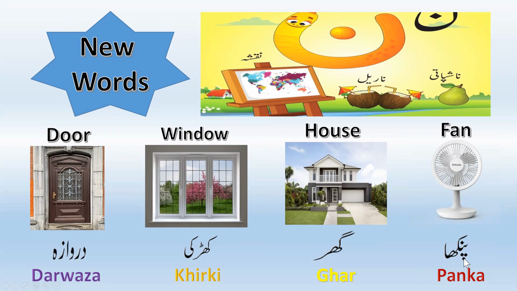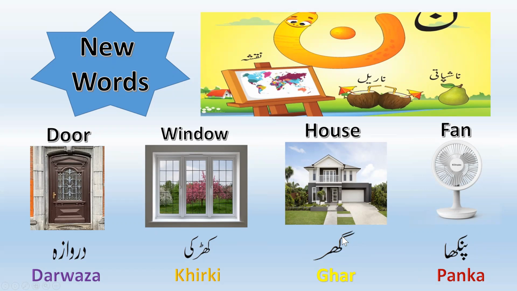Pe. Why? Because it's got 3 dots at the bottom. 1 dot at the bottom is a noon. 1 kaf. He. This is what you call aankhu wali he. And then an alif. Pankha. Pankha. House is called ghar.